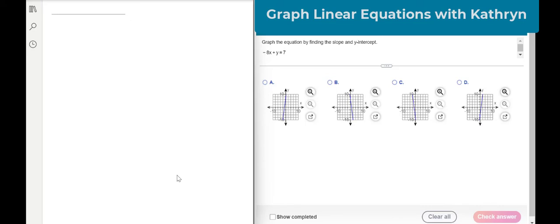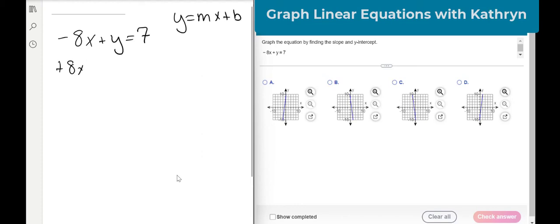Graph the equation by finding the slope and y-intercept. So I'm going to write our equation, -8. Now the easiest way to do this is to put it in slope-intercept form. Y equals mx plus b. So let's do that. I'm going to have to add 8x to both sides. So we end up with y equals 8x plus 7.